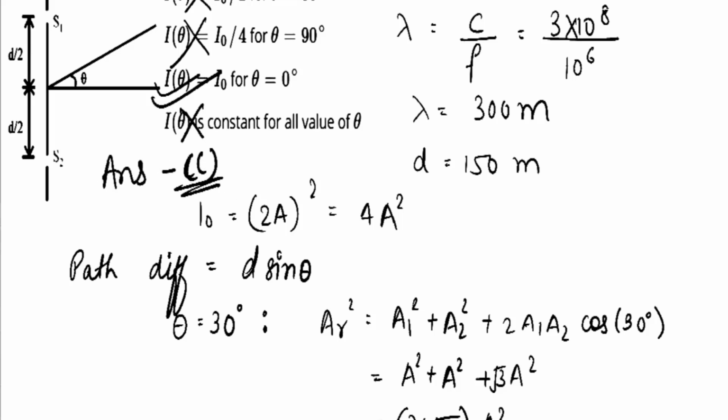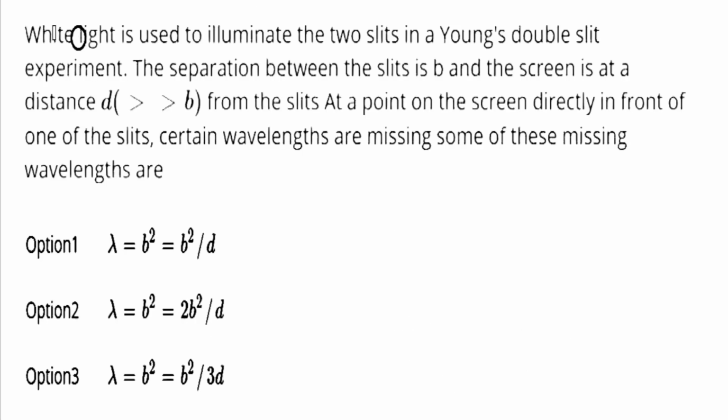Thank you. Hello everyone, in this question white light is used to illuminate the two slits in a Young's double slit experiment. The separation between the slits is b and the screen is at a distance D greater than b from the slits. At a point on the screen directly in front of one of the slits, certain wavelengths are missing. Some of these missing wavelengths are.